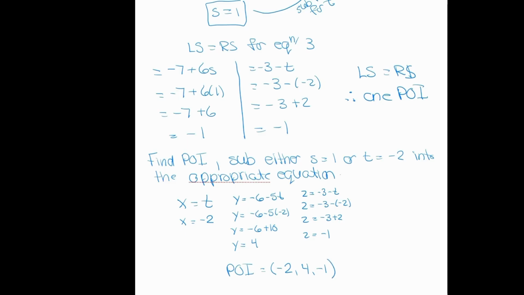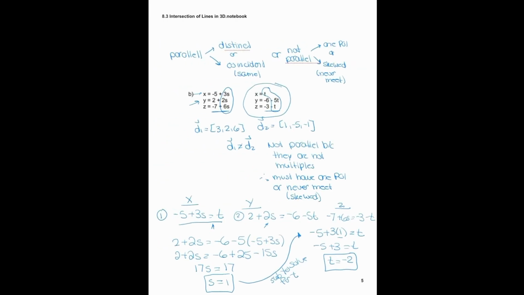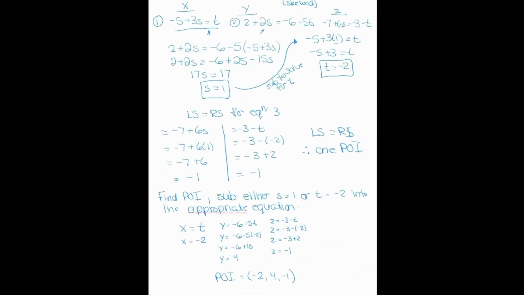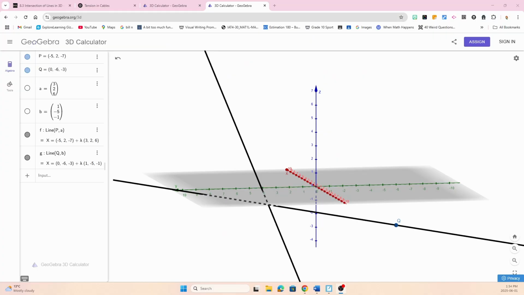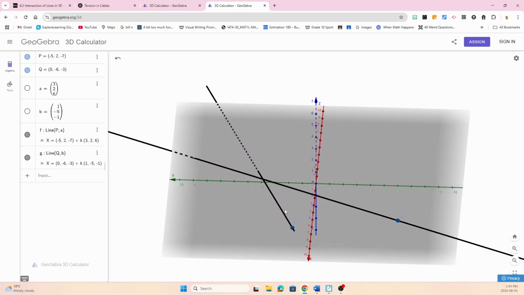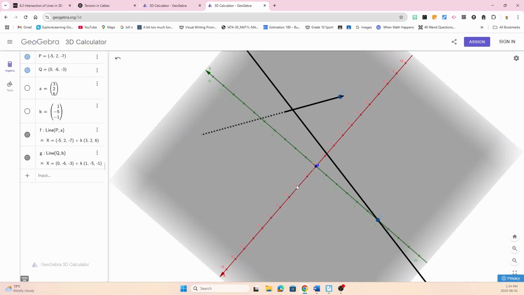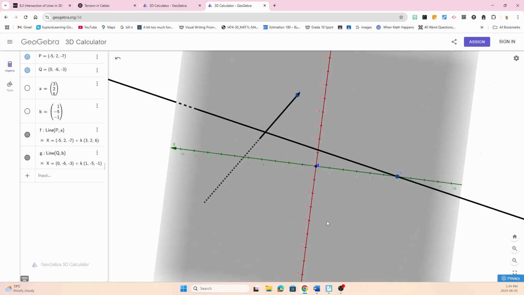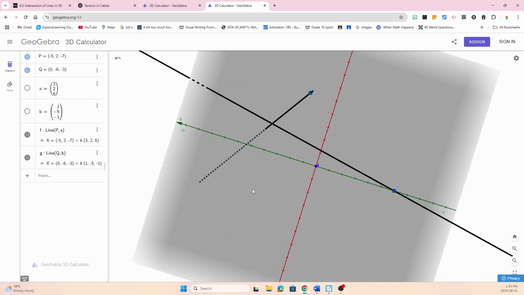So this is our first example of two lines in 3 space that are not parallel. However, they do have a point of intersection. So let's take a look and see what this looks like if we graph it in 3D. Okay, so here it is graphed in 3D. It's very difficult to tell whether that is actually a point of intersection or not. But if we manipulate this and look at it from all angles, we can actually see that they are crossing over.